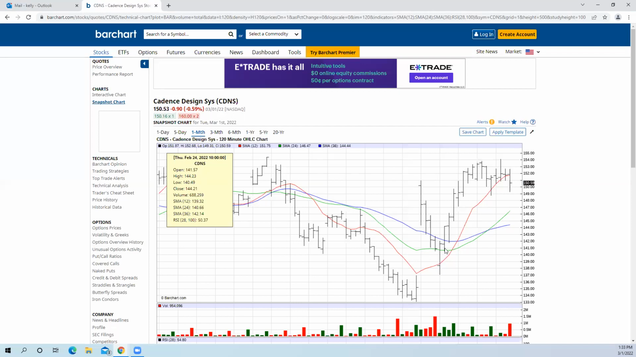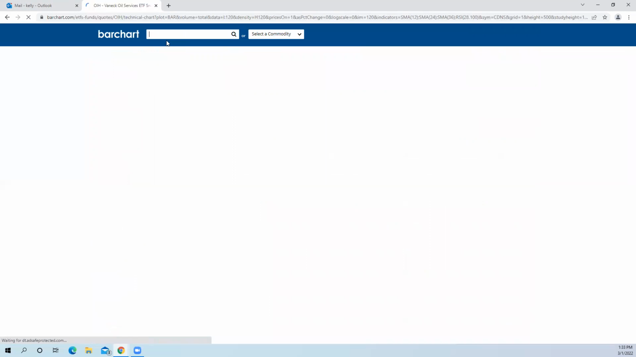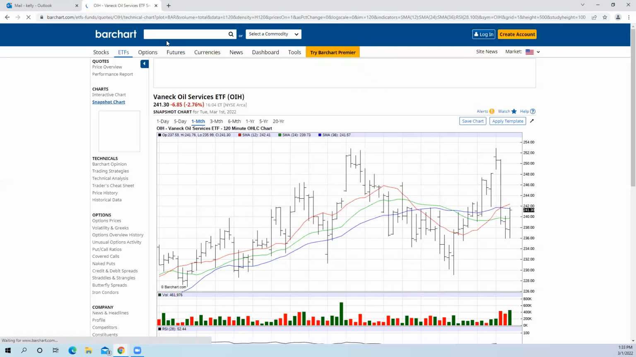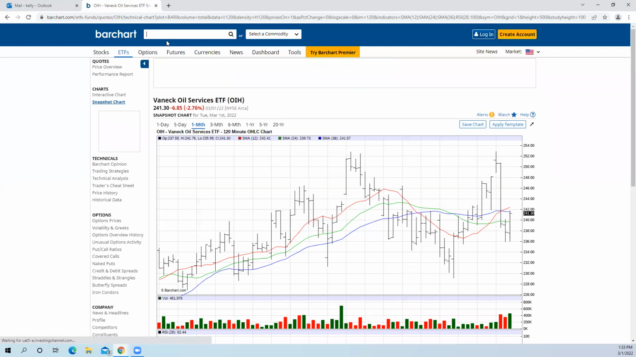Okay, but this is a 1 month chart, very short, almost day trading type thing. So that's what you look like on that one. Now, this one here, everyone's going to be worrying about. You know why? Because there's two stocks in here that dominated, and one is called Schlumberger, and the other one is called Halliburton. And for some reason, it ain't going up.